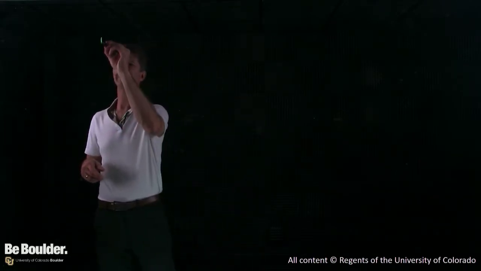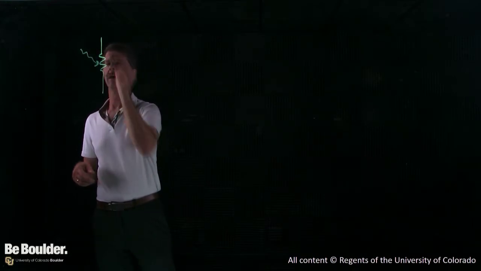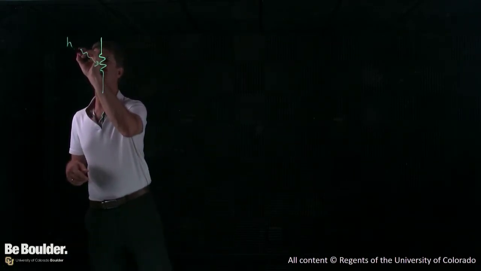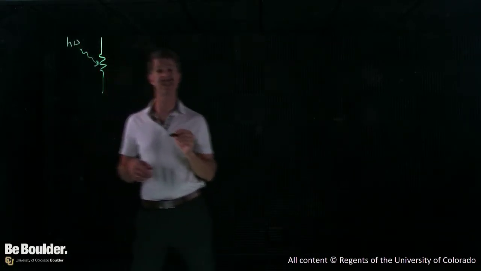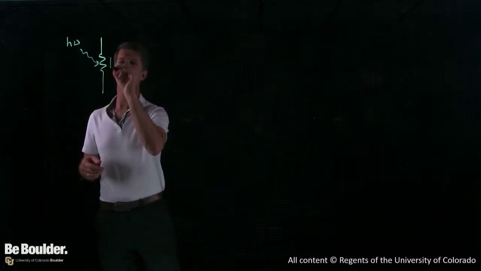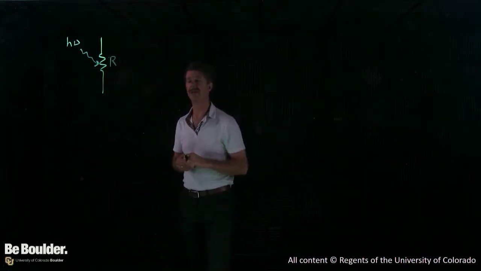And a photoresistor, as it sort of sounds like, would have a symbol something like that. If a physicist was doing it, they would write h nu there, which is the energy of a single photon. And the resistance of this device changes when you drop light onto it.